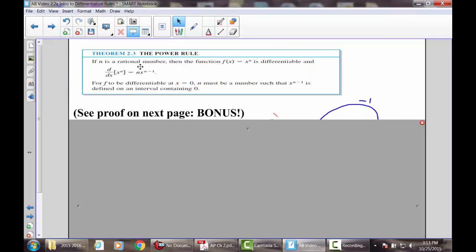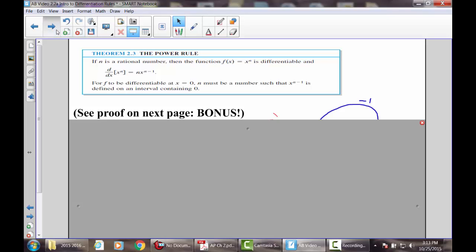Okay? Next, the power rule, a very important rule. If n is a rational number, so n is in the exponent, so we're talking about an exponent that is rational, for example 3 or negative 7 or a half or negative 2/3, then the function f of x equals x to the n is differentiable, and the derivative of x to the n is n times x to the n minus 1. For f to be differentiable at x equals 0, n must be a number such that x to the n minus 1 is defined on an interval containing 0. Don't worry about that last part.